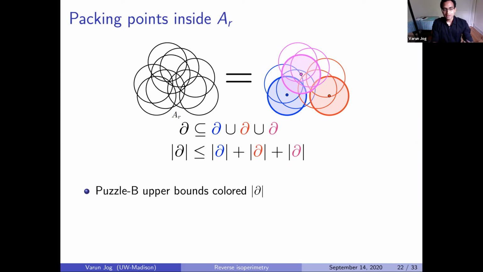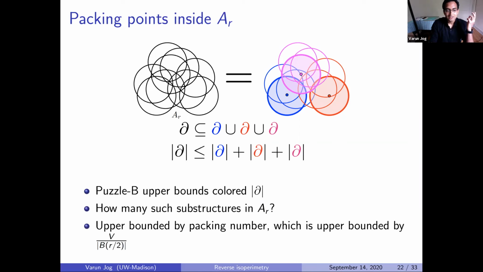And the puzzle that we solved bounds the surface area of these kinds of objects. So if we can just upper bound how many such substructures there are in the original set, then we can multiply our bound by the number of substructures and get a desired upper bound on the surface area of the original set. So that leads to the question: how many substructures are there in the parallel set?